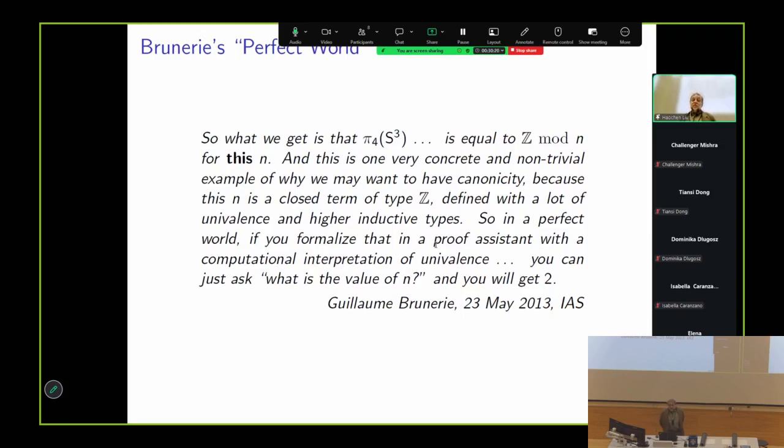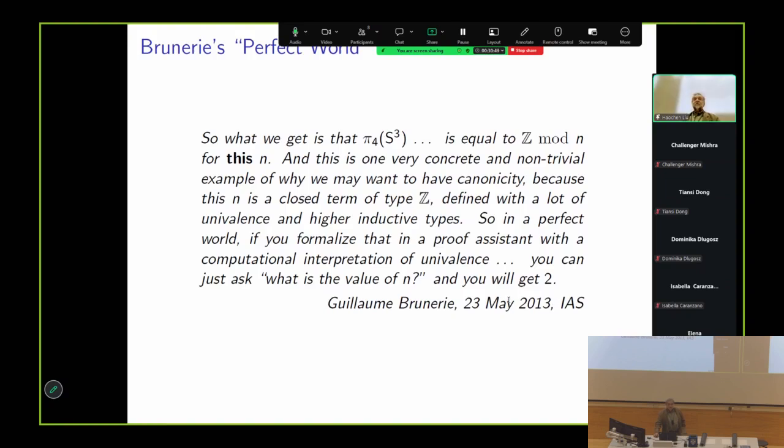So in a perfect world, if you formalize that in a proof assistant with a computational interpretation of univalence, you can just ask, what's the value of n? And you'll get 2, because we knew what the answer is. Poincaré knew what the answer was. But the value of n, to automatically compute it from the proof, required a lot of machinery. So that's Brunerie's perfect world, 2013.